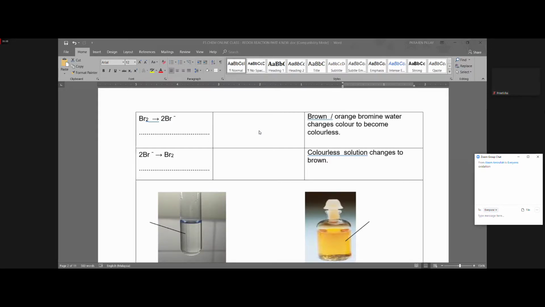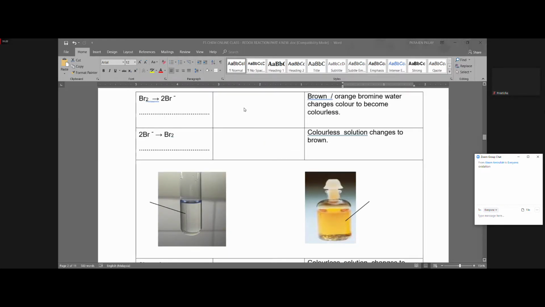Well done. So you can see here, that means we are going backwards, we are going to the left. From here to here, bromine becoming, again, I'm going to put some dots here. Dot represents a bromine molecule inside. This is aqueous bromine, this is bromide ion. This is colorless, this one contains molecules of bromine, the dots. You can't see that. So the color change is from brown to colorless. Brown changes color to become colorless.